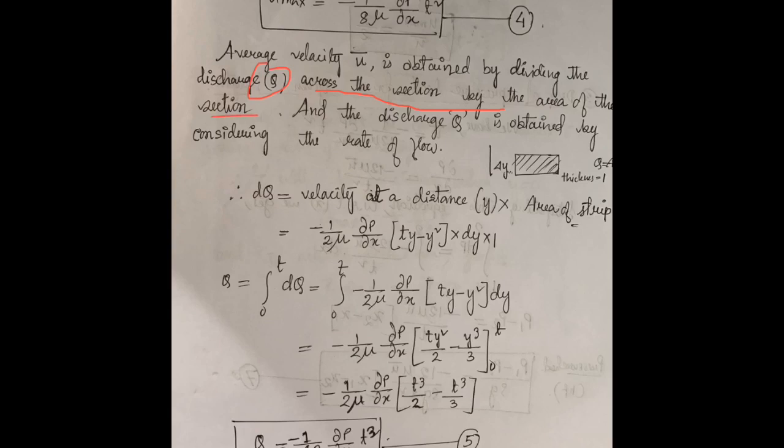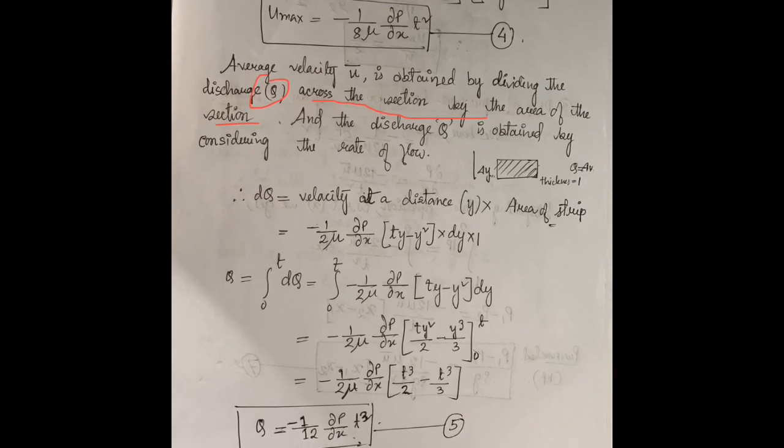So you have got the discharge, and now you have to find the average velocity. The average velocity U bar is obtained by dividing the discharge across the section by the area of the section, and the discharge Q is obtained by considering the rate of flow. Is that clear to everyone?